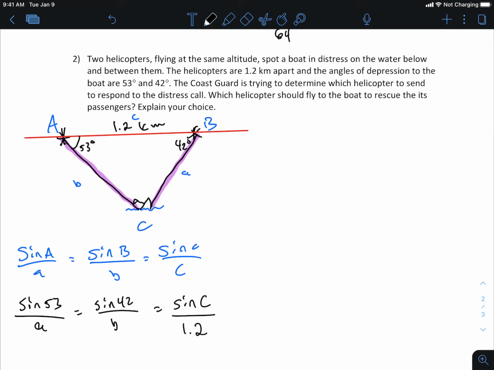We can find angle C. How can we do that? All 3 angles have to add to 180, right? So we can find angle C by going 180 minus 53 minus 42. What's that number? Okay, that's good. So now we know that that is 85 degrees. So now I can plug that into C.